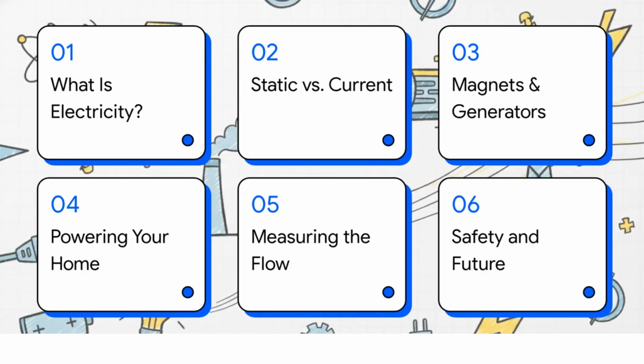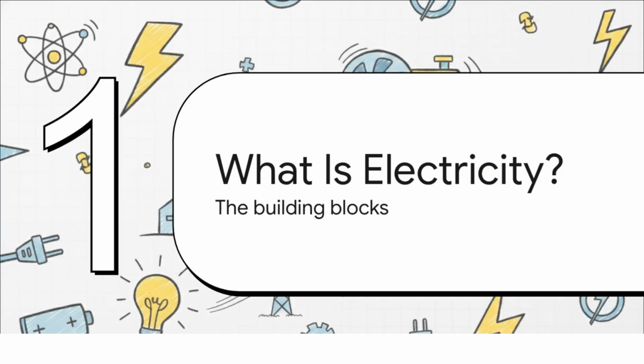We'll be zooming all the way out from the microscopic atom straight up to the massive power grids. Here's our agenda. 1. What is electricity? 2. Static versus current. 3. Magnets, motion, and generators. 4. Powering your home. 5. Measuring the flow. And 6. Power, safety, and the future. Let's get into it. All right, Section 1.